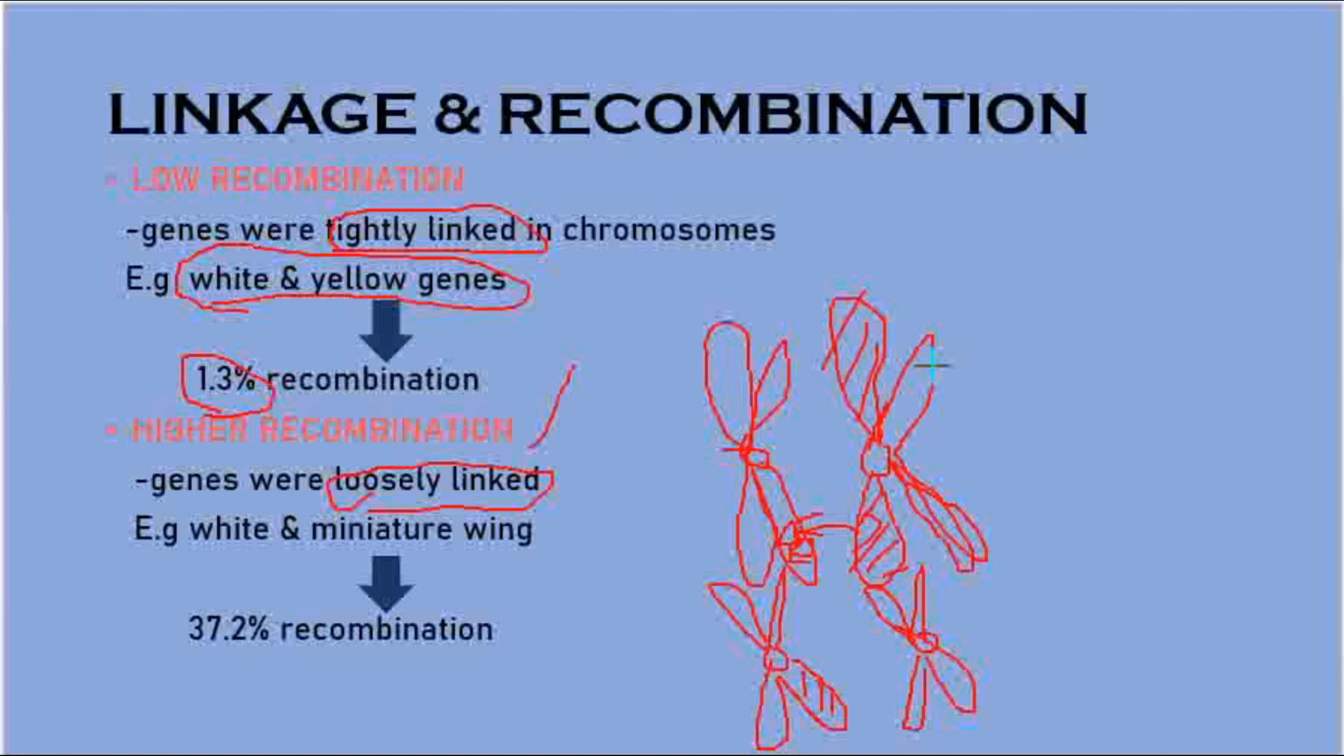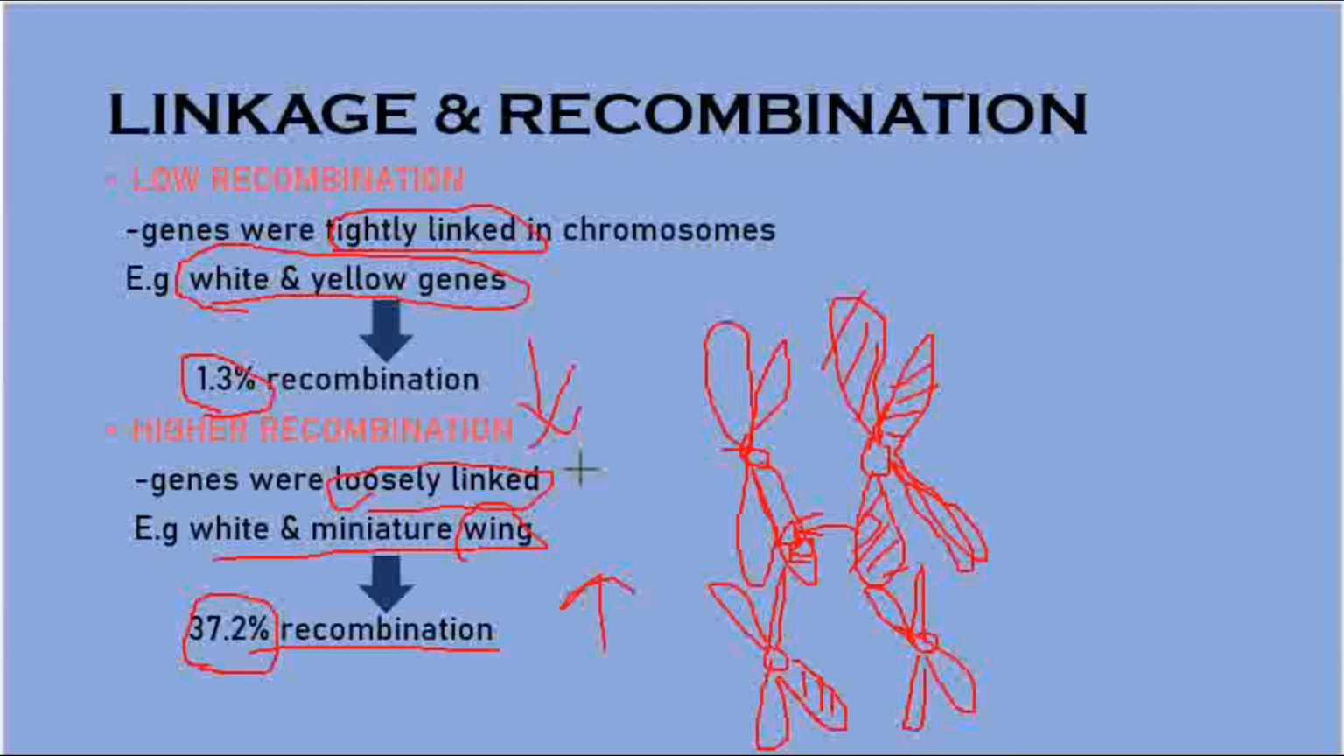But when the genes are tightly packed, it becomes difficult for the recombination to occur. So you can say the example here as white and miniature wing. So what are the traits? White and miniature wing. Here wing trait. Here white and yellow genes. Okay. So here the recombination is higher. You can see 37.2% of recombination. It's very high, when compared to 1.3%, which is very low.